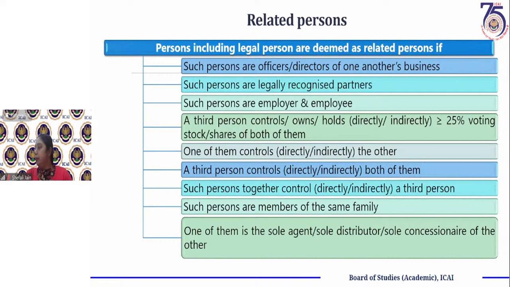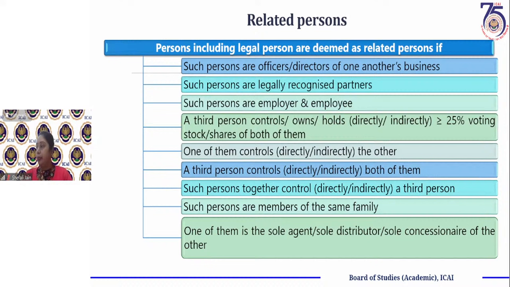Then, Nagarjun is saying para 2 up to 50,000 is exempted. That we will do, Nagarjun, in the next slides. Jaspreet is asking whether 25% means collectively in both. No, 25% means 25% in each of them.